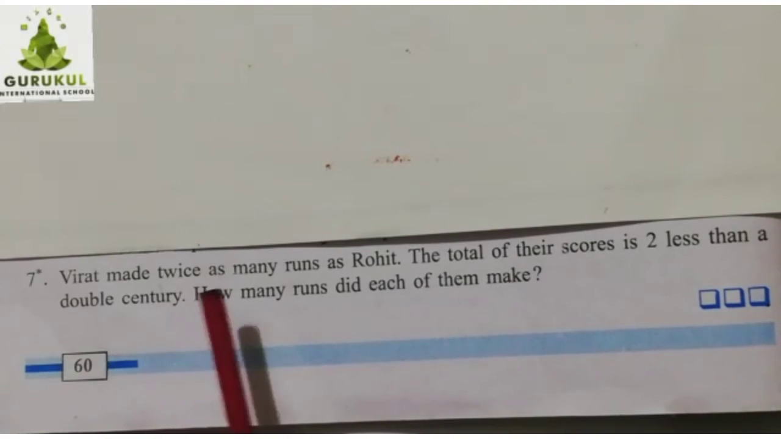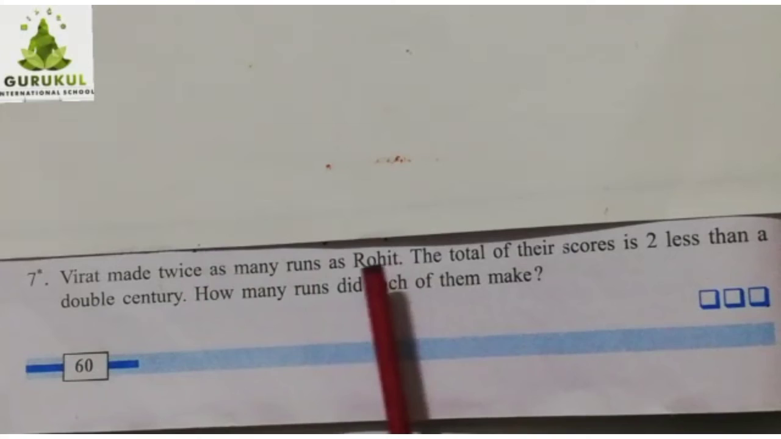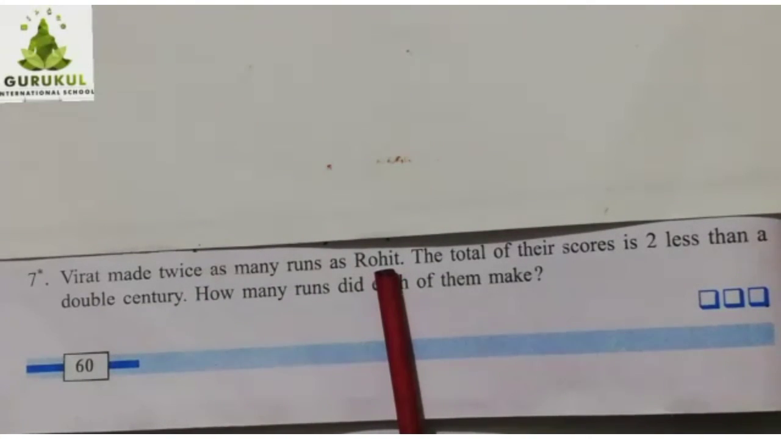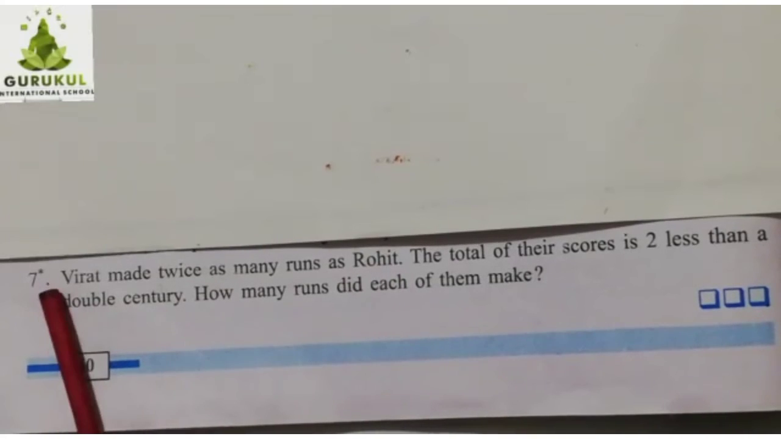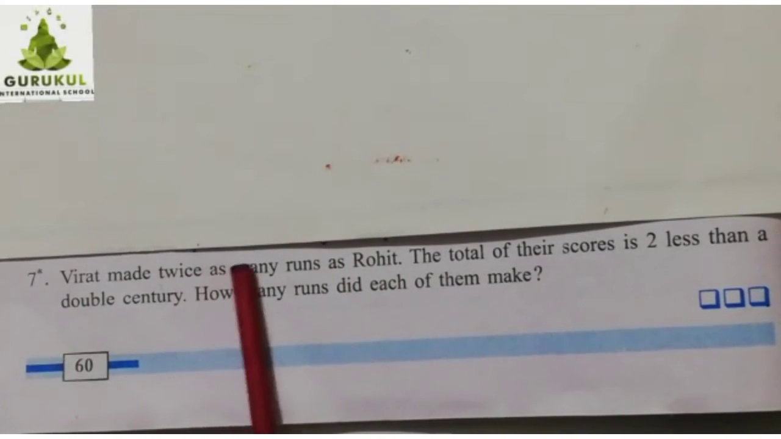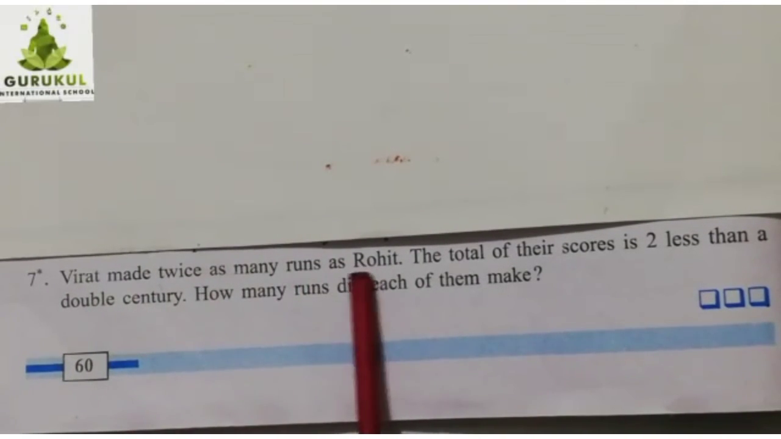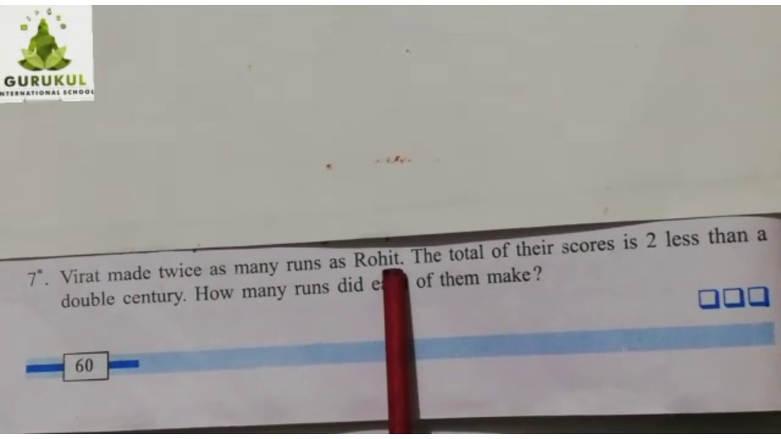Virat made twice as many runs as Rohit. Rohit, how many runs did he make? I don't know. So I will take it as X. So Virat made twice, means 2 times as many runs as Rohit. So Virat made 2 into X. Is that clear to you? That is the first part.